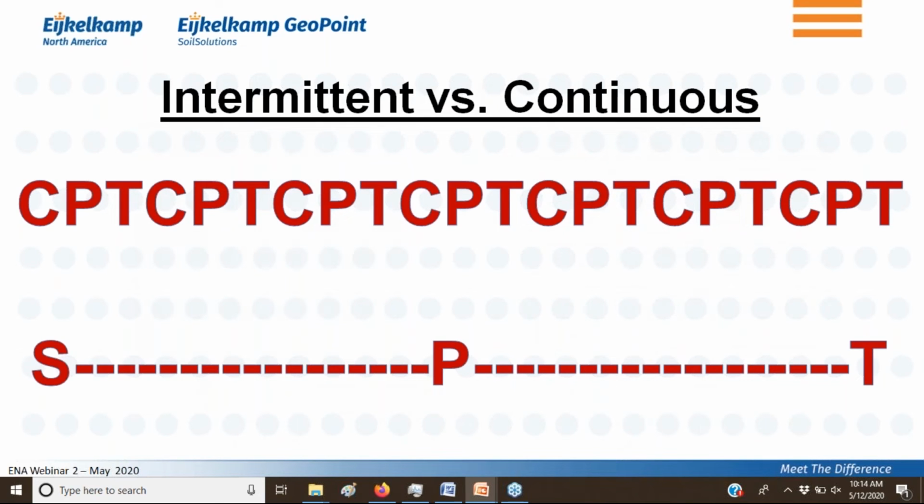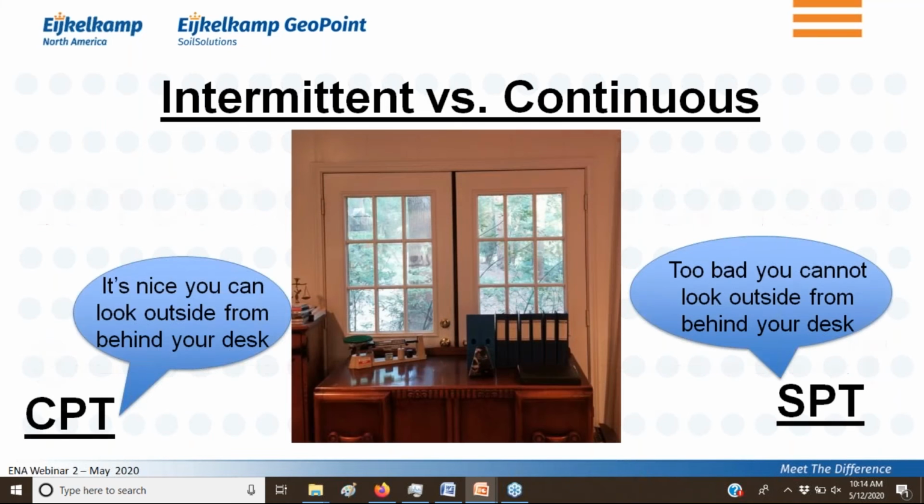The second one I've called intermittent versus continuous. And again, on the screen you see a way to visualize that. You see CPT, one after another, CPT, CPT, CPT, whereas with SPT, it's kind of spread out over the screen and kind of a straight line in between the letters. Now, what do I mean by that?